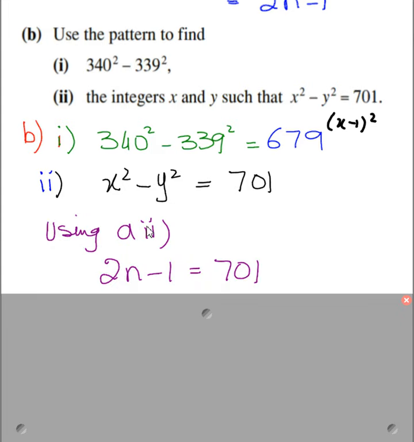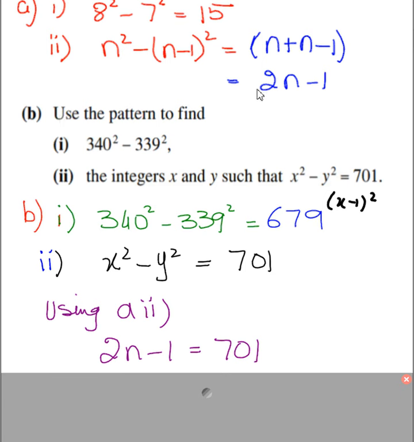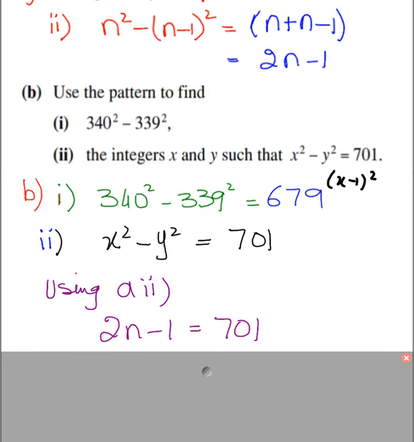And second method is using this thing, because 701 is the result of this. And in part 2, you have just figured out the nth term formula to get this result. So if you put 2n minus 1 equals 701, you can figure out the value of n, which will tell you what is your x, right?